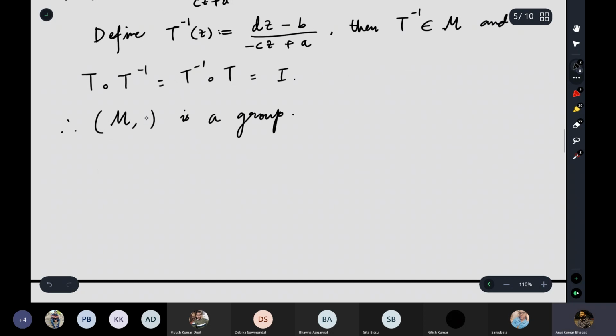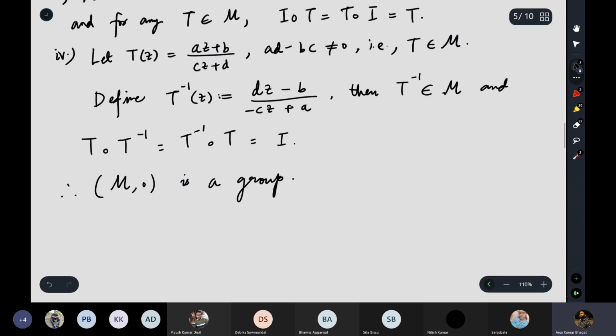Sometimes we will simply write M is a group without writing the binary operation. When I'm writing that M is a group, you understand that it is a group under the composition of functions. So this was a very easy thing. Any problem?